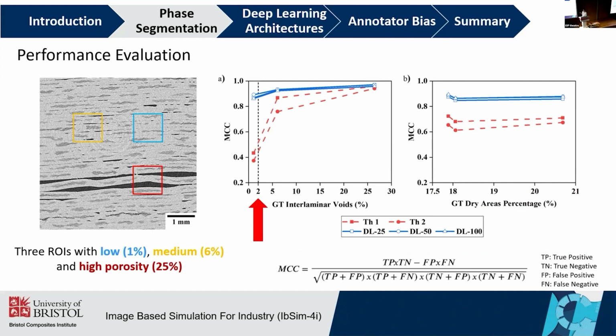Also, deep learning outperforms thresholding in the segmentation of interterminal voids, and deep learning outperforms thresholding in segmentation of dry areas at any particular dry area percentage, but they are all the same. Since for dry areas we were not really focused on the percentage of dry areas, but on the percentage of interterminal voids. So the main takeaway is that deep learning outperforms in really small porosity volumes.